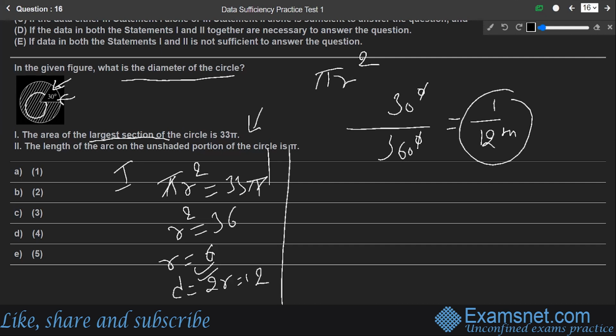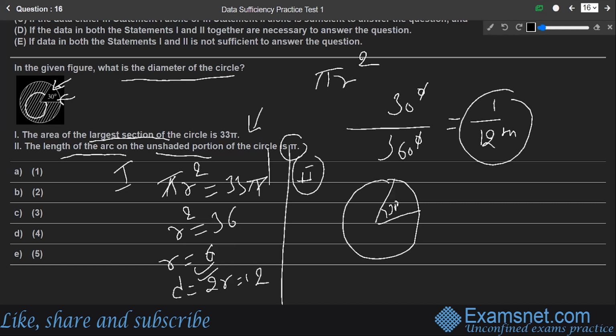Let us see statement number second alone, whether it can answer the question also. Statement number second says the length of the arc on the unshaded portion of the circle is pi. Length of the arc on the unshaded portion of the circle is, as they mention, pi. So let's see the unshaded portion, the length of the arc. This is the portion, and this is the unshaded portion.